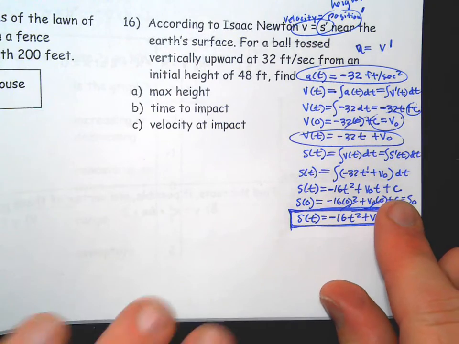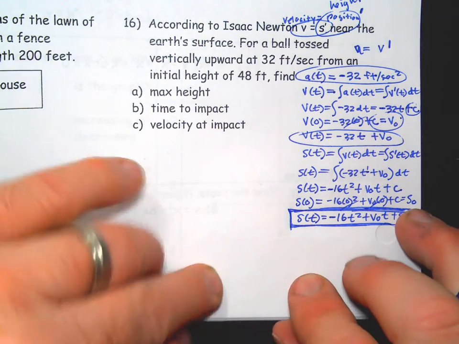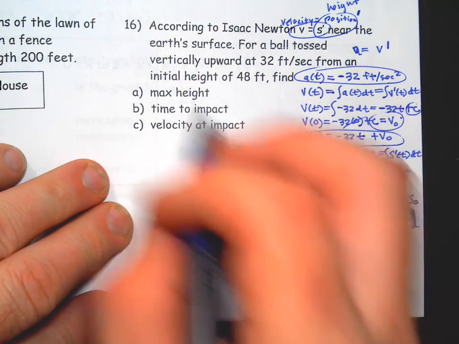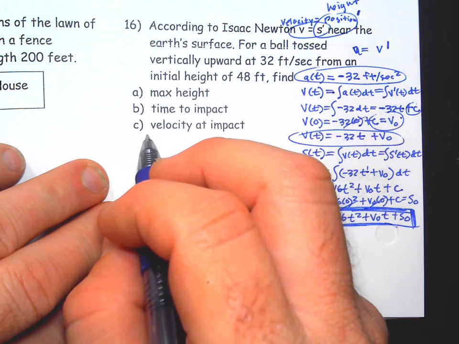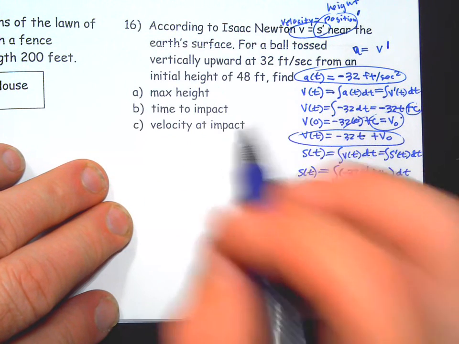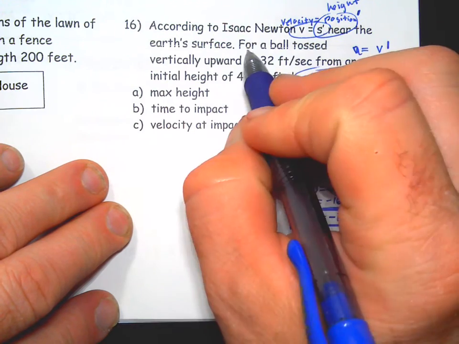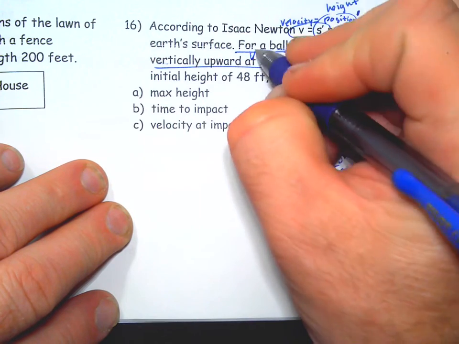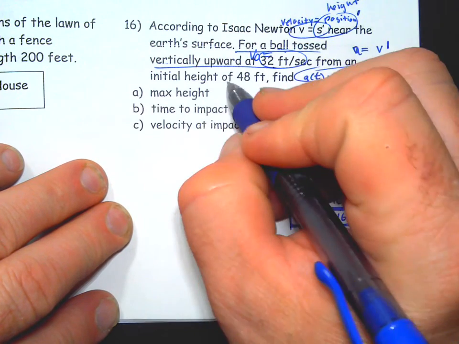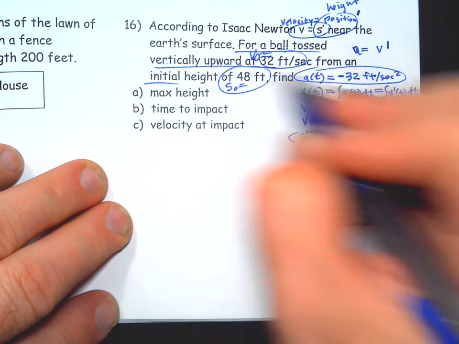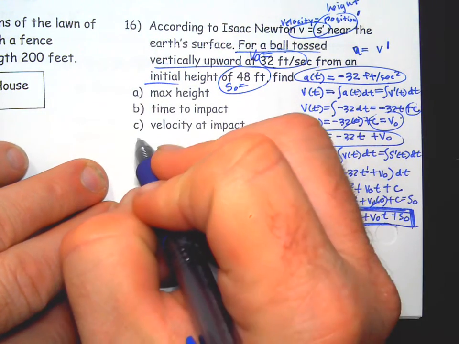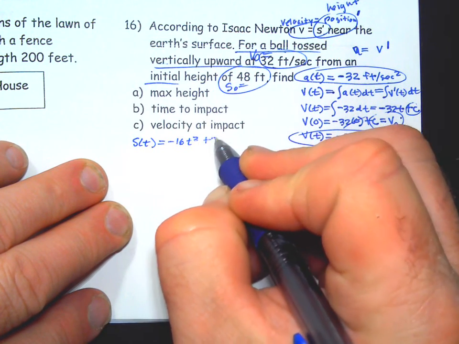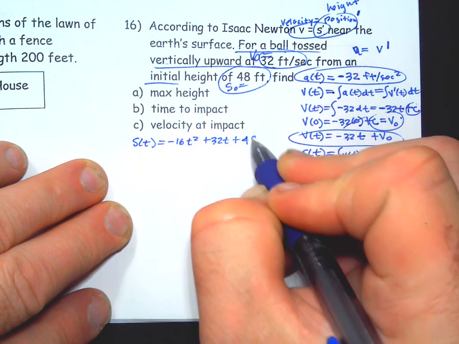So if you want to find the max height, that's an absolute max. That's like optimization. So what we need to do is find the endpoints, which, by the way, usually it's time 0 for a ball. Now, this stuff they gave you here, the ball is tossed vertically upward at 32. This is v naught, the initial velocity. This is s naught, the initial height. Initial height, initial velocity. So our equation is s(t) equals negative 16t squared plus 32t plus 48. Okay?